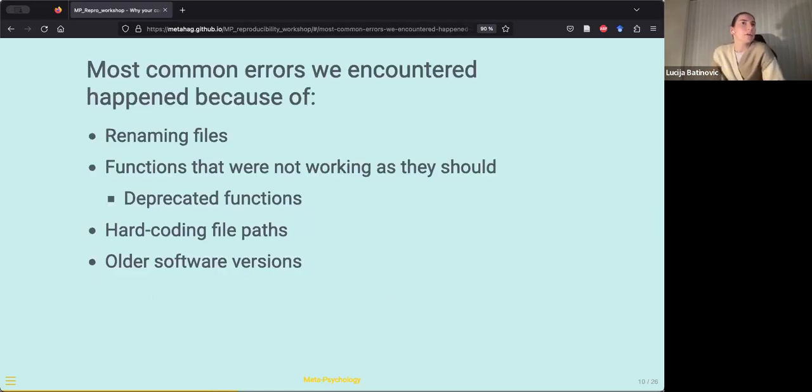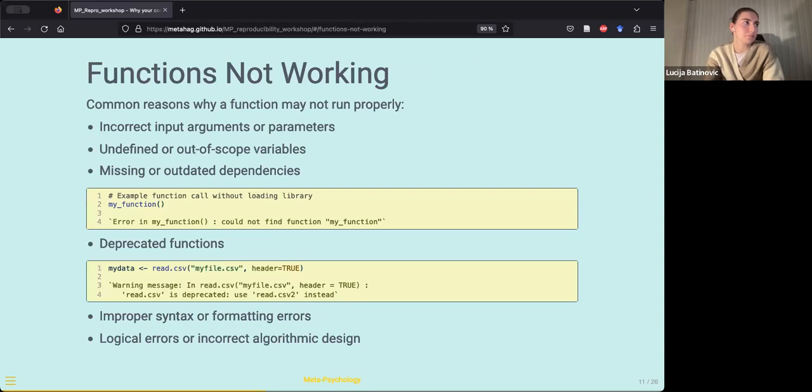So the most common errors that we have encountered were basically renaming the files in between steps, or uploading them to OSF, or changing something and then not keeping it in the analysis. Some of the functions were not working as they should, like deprecated functions, and then hard coding file paths or using older software versions that change the output later on. So the first one is, it's very common and it's quite problematic.